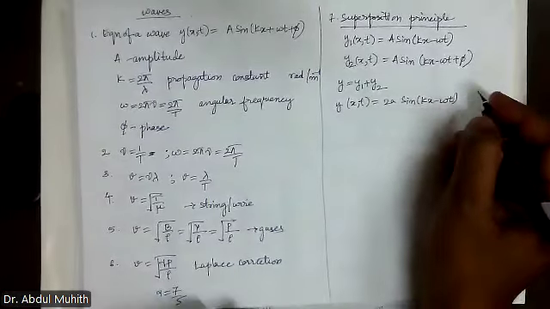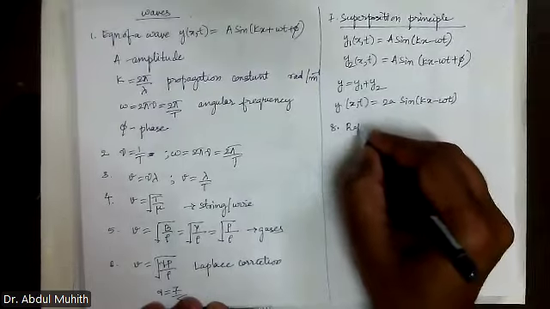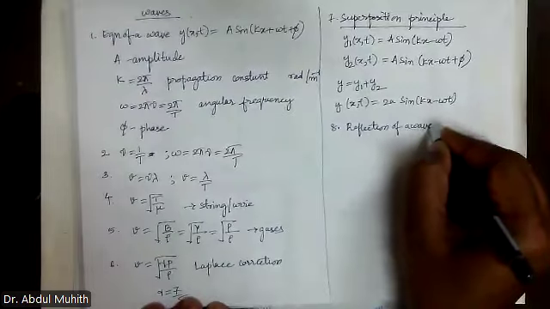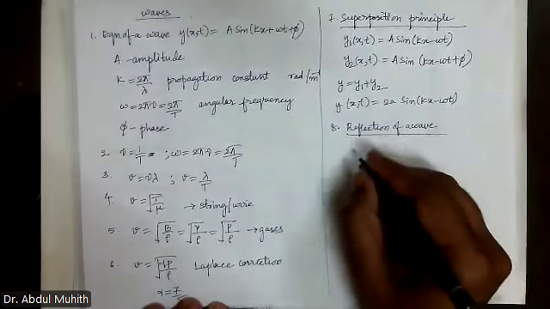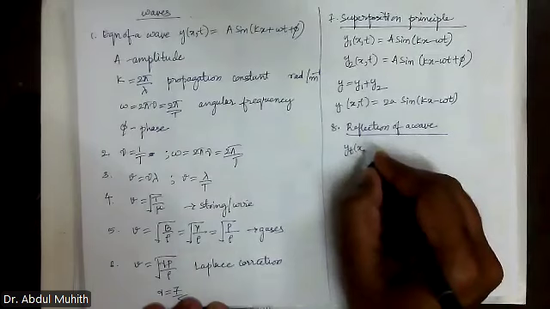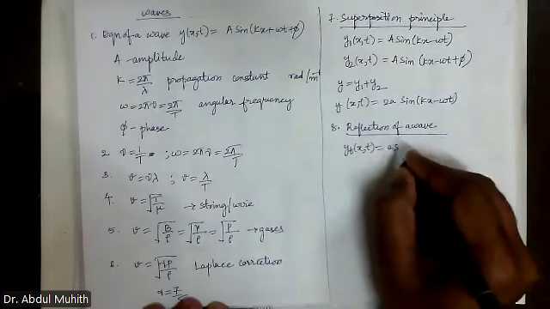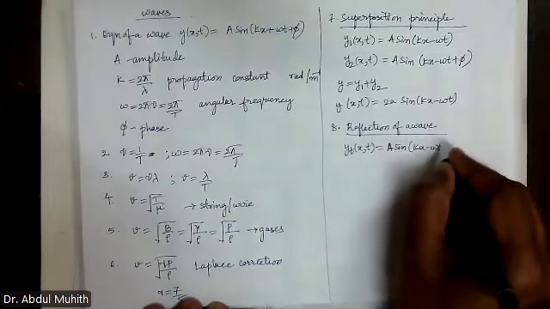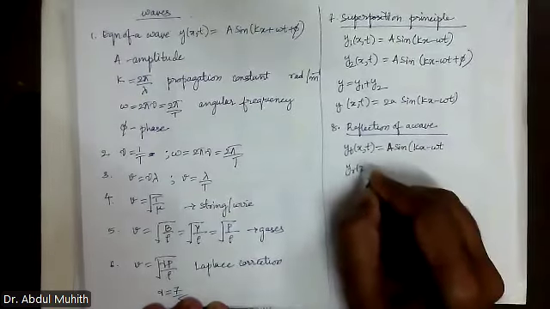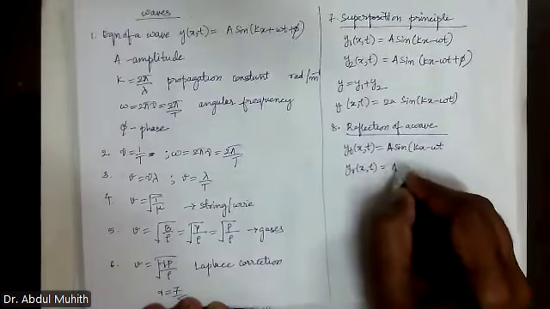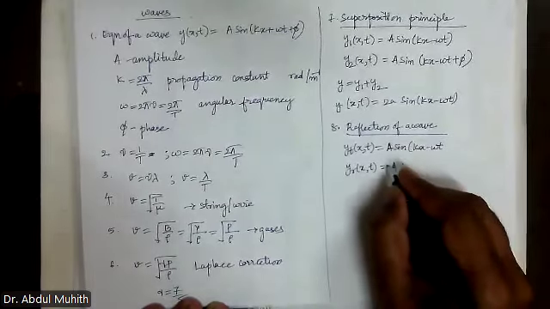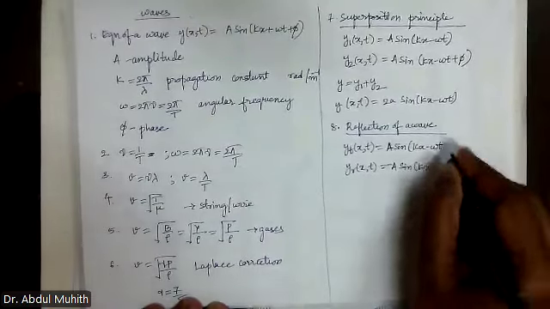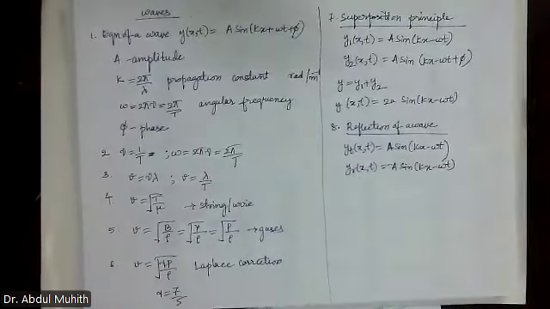Next is what? Reflection of a wave. So here we have y of transmission x comma t equal to a sine kx minus omega t, and for the reflected wave, x comma t equal to minus a sine kx minus omega t. Okay, transmitted and reflected one.